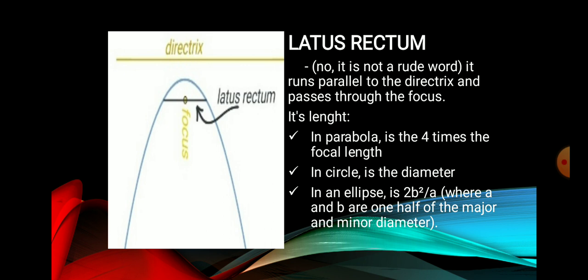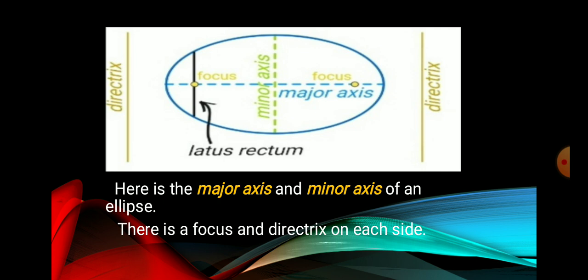Latus rectum. It is not a rude word. It runs parallel to the directrix and passes through the focus. Its length in a parabola is 4 times the focal length. In a circle, it is the diameter. In an ellipse it is 2b squared over a, where a and b are one half of the major and minor diameter.